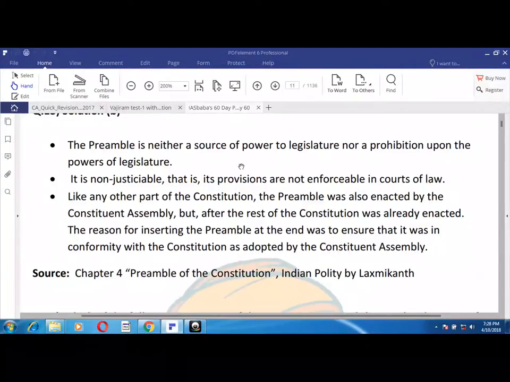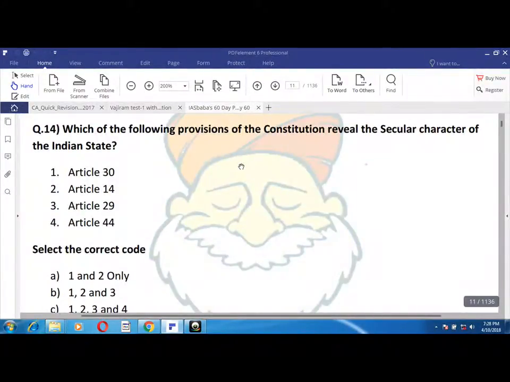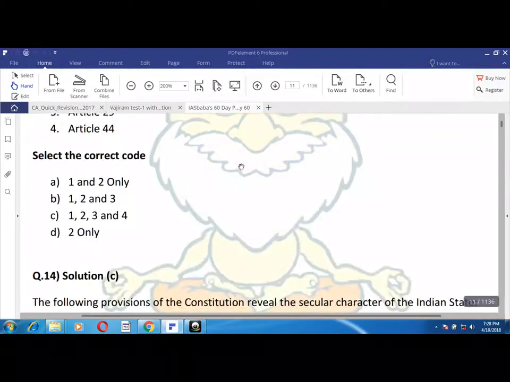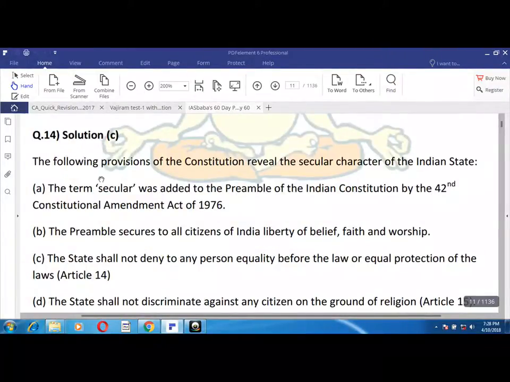It is to ensure that it was in conformity with the Constitution as adopted by the Constituent Assembly. Which of the following provisions of the Constitution reveal the secular character of the Indian state? Article 30, Article 14, Article 29 and Article 44.